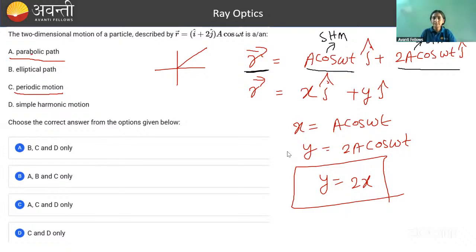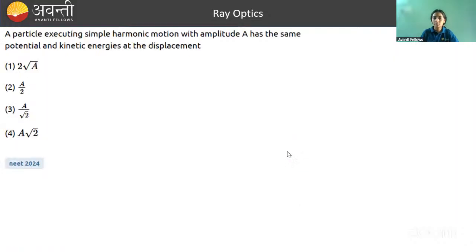So, the first statement is wrong. I mean, parabolic path, it cannot be. Elliptical, it cannot be. It can only be a straight line. It will be periodic motion because it is a sum of two SHM. So, it is periodic. Is it simple harmonic? Yes, because it is a sum of two simple harmonics. So, it will be simple harmonic. The correct answer will be C and D. So, the option is D. Now, let's do this question.